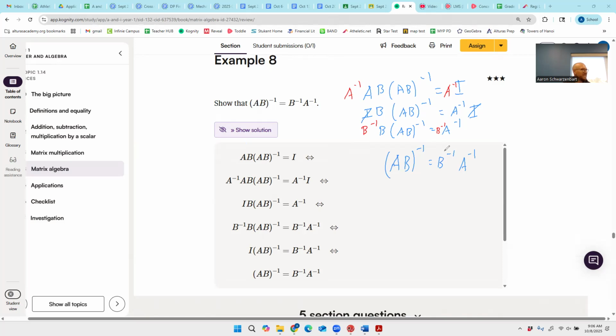Okay, so that is matrices. We're going to do applications and this cryptography application tomorrow. So that's it for today.